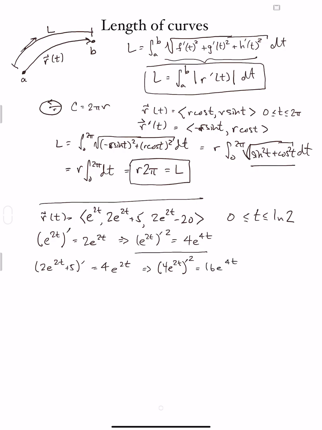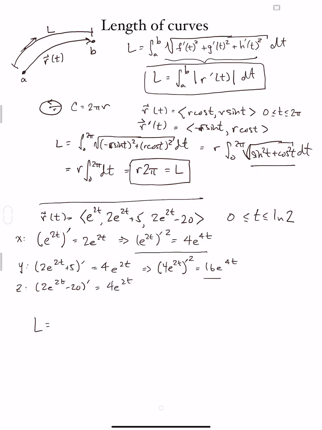Now I have one more component to do, and that's the z component. The derivative of 2e to the 2t minus 20 is 4e to the 2t. And I'll just have another copy of this one, because it'll be the same as the y component. So let me label these. That was the x component, that's the y component, and that's the z component. Okay, so now I can put this all together.